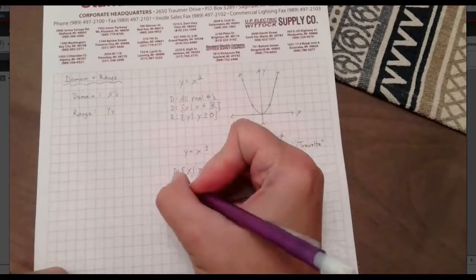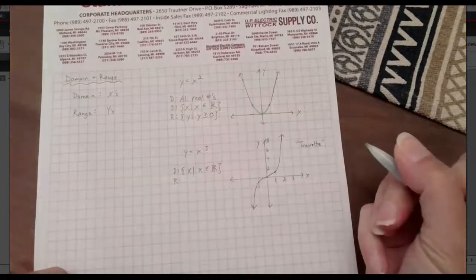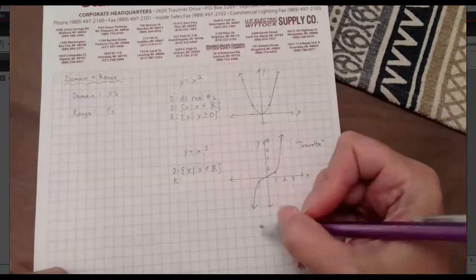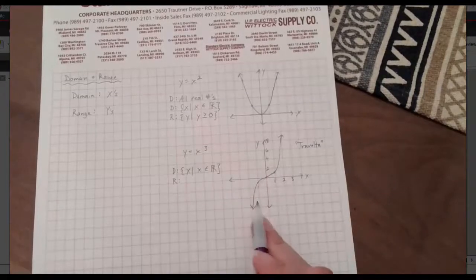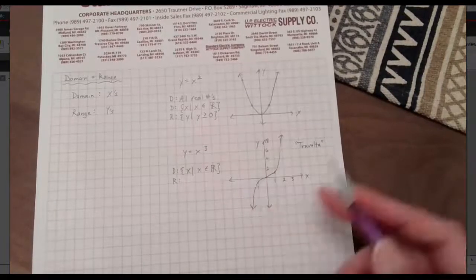But in this case, the range happens to be the same, because it continues to go up, because it continues to go down. If I cube a positive, I get a positive. If I cube a negative, I get a negative. There's nothing stopping this, positive or negative.